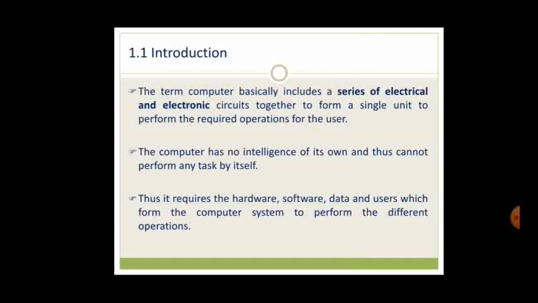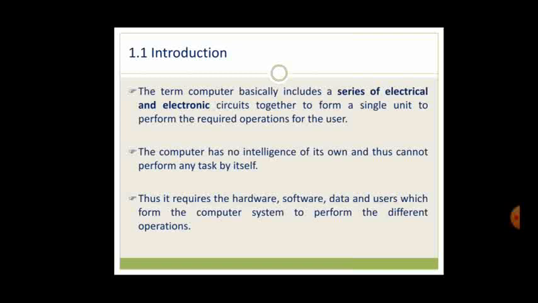In introduction, we know the basic definition of computer. The computer is an electronic machine that can store, recall and process data. So this is the basic definition that you have studied last year. Okay, now let us study a bit more about computers. The computer basically includes a series of electrical and electronic circuits together to form a single unit. That means in computer we have both electrical and electronic circuits which make a single unit.